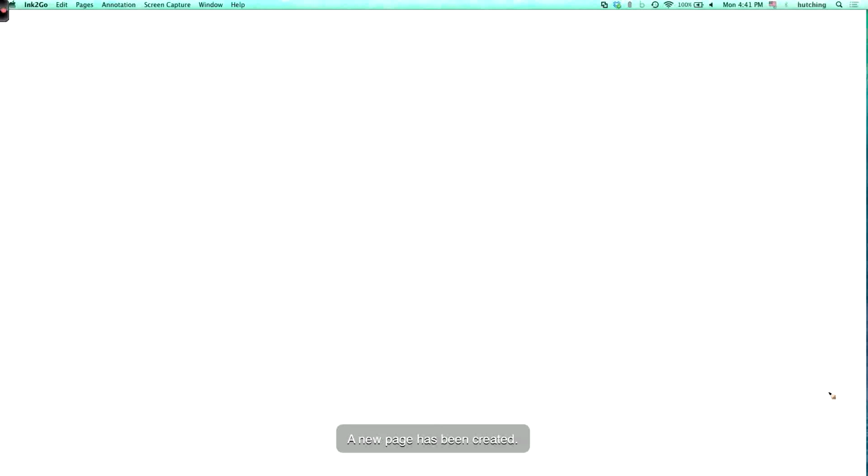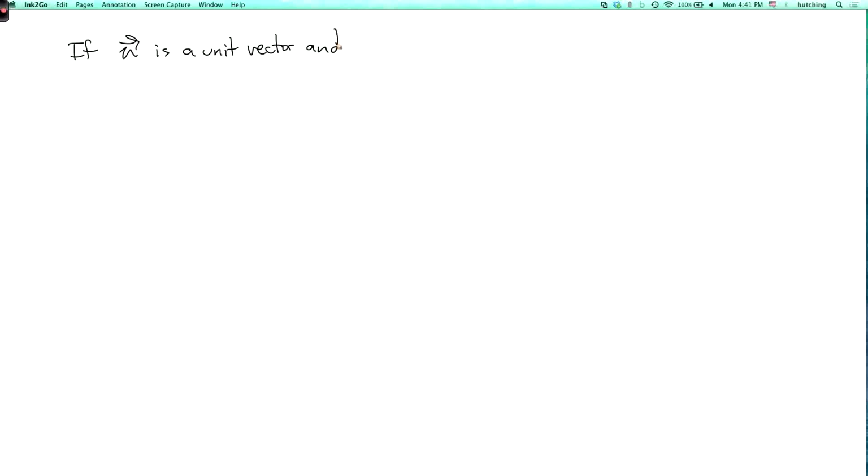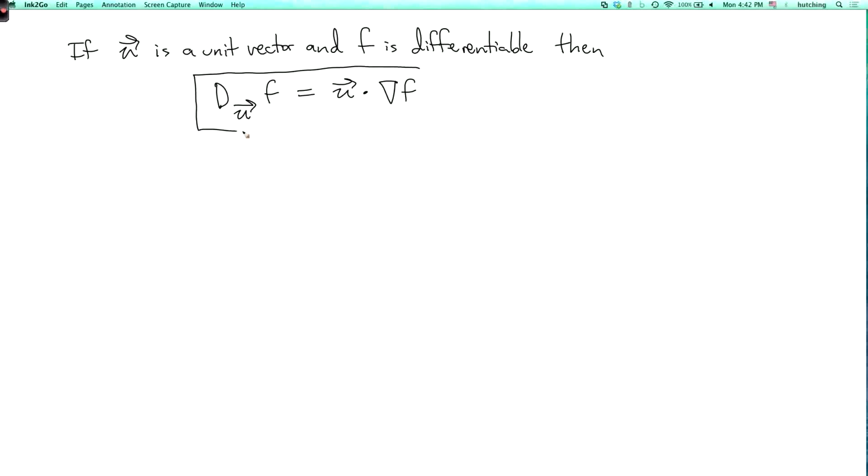Now the relation between directional derivatives and gradient is as follows. So if u is a unit vector, and f is differentiable, then the directional derivative in the direction u of f is equal to u dot product with the gradient of f. This is true in any number of variables.